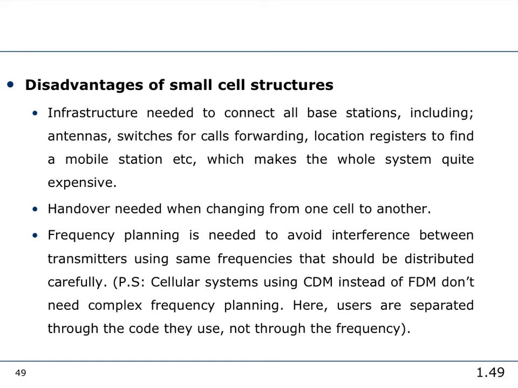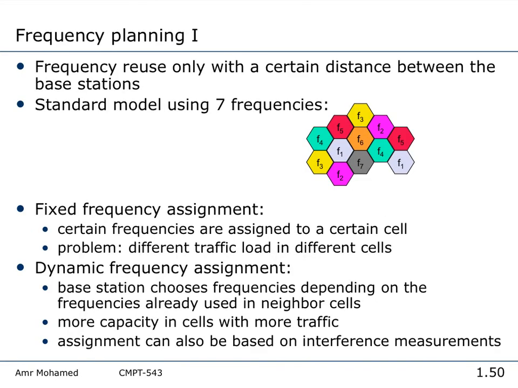So we can have one base station in one place, for example, and another base station in another, one in the south and one in the north. If they are far apart, then and only then can we use the same frequency. So that's typically how it looks.